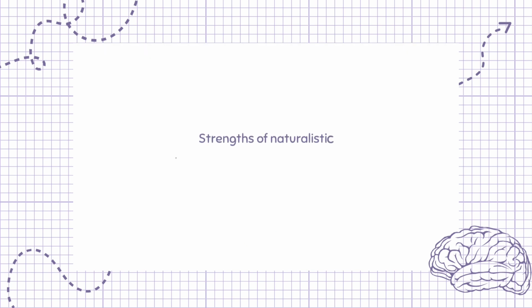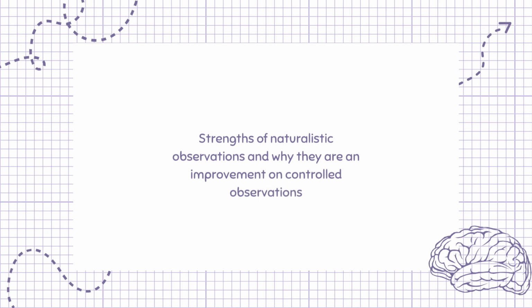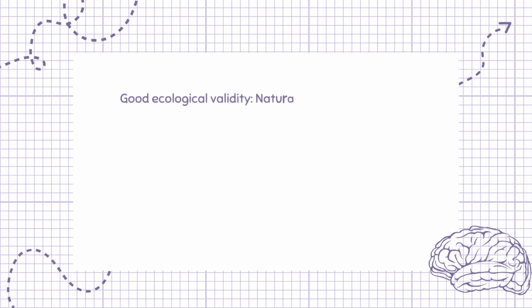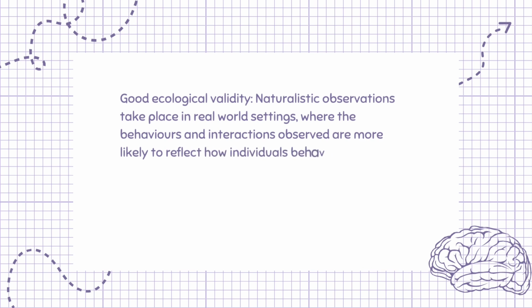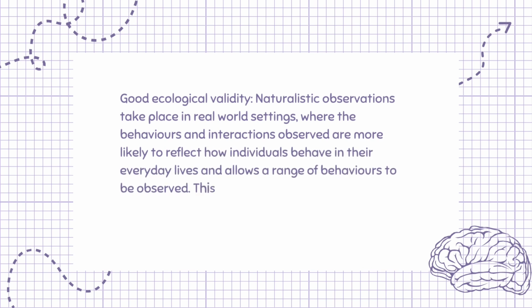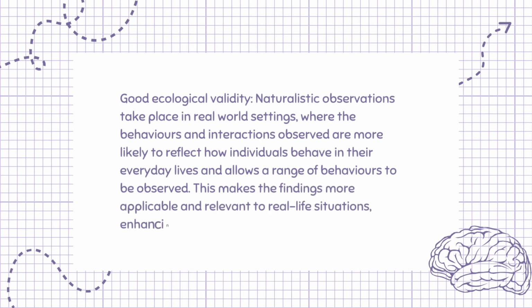Strengths of naturalistic observations and why they are an improvement on controlled observations. Good ecological validity. Naturalistic observations take place in real-world settings, where the behaviors and interactions observed are more likely to reflect how individuals behave in their everyday lives and allows a range of behaviors to be observed. This makes the findings more applicable and relevant to real-life situations, enhancing the overall usefulness of the research.